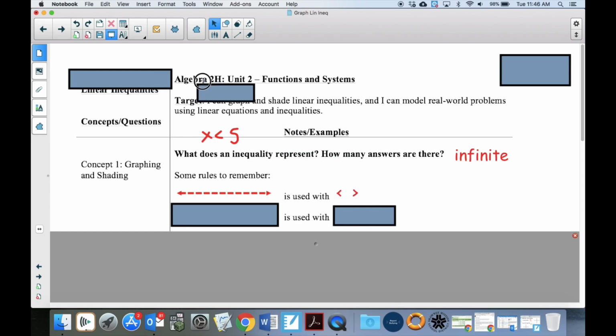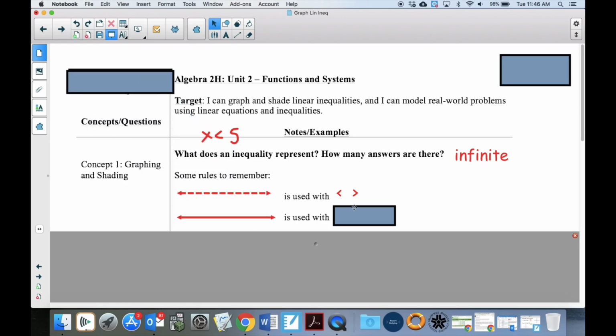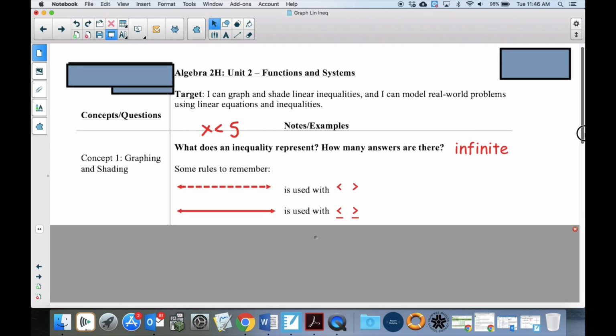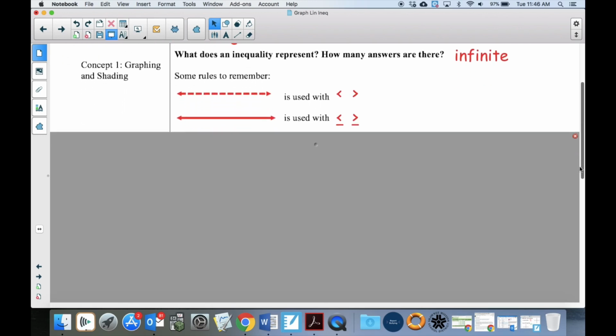Let's go back and remember some things about graphing lines. Remember that you use a dotted line when you have a less than or a greater than without an equal sign. And then you use a solid line when you have a less than or equal to or greater than or equal to. And so that's when you're going to use the dotted versus the solid.